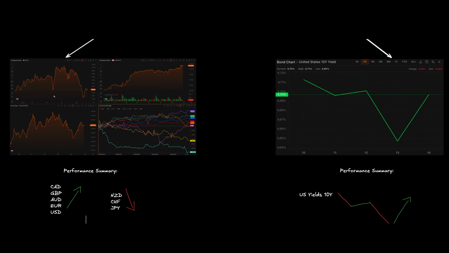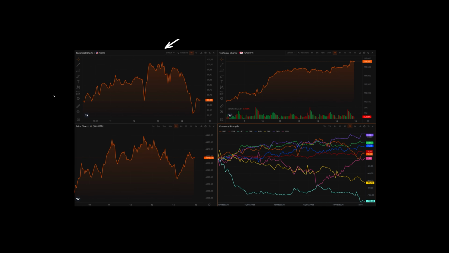Then I'm also checking, of course, the forex market. So this is, for example, CGPY, the US dollar, the DXY, and the gold. And I have the currency strength here, so I can better understand which currency was the strongest one and which was the weakest one.